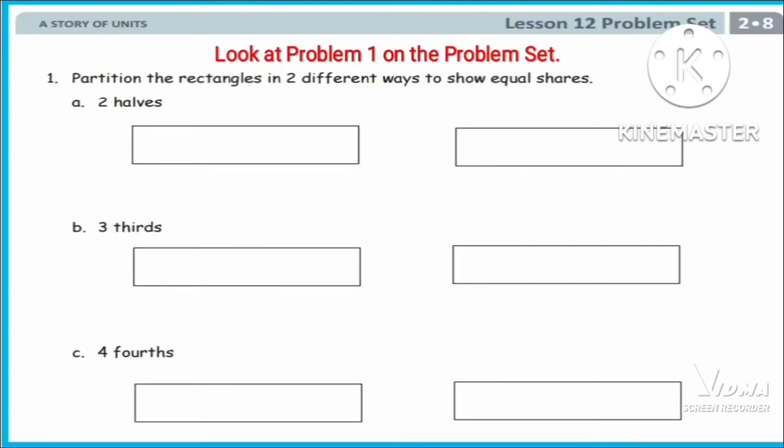Now, look at problem 1 on the problem set. Partition the rectangles in two different ways to show equal shares. So, the rectangle, you have two of it. Partition them differently. Halves, show two different ways. Thirds, do two different ways. And fourths, do it two different ways.